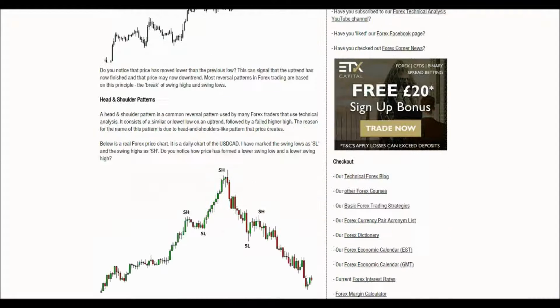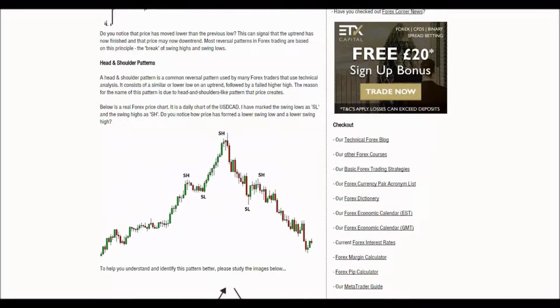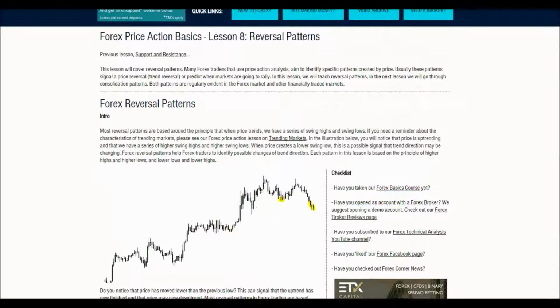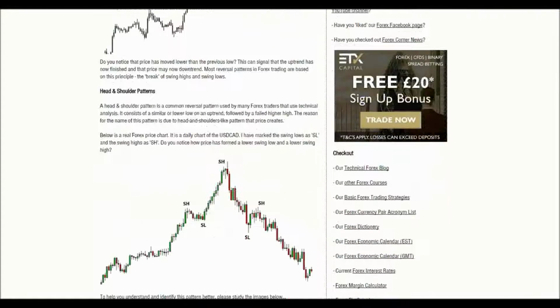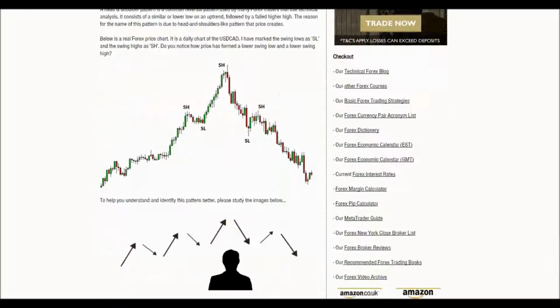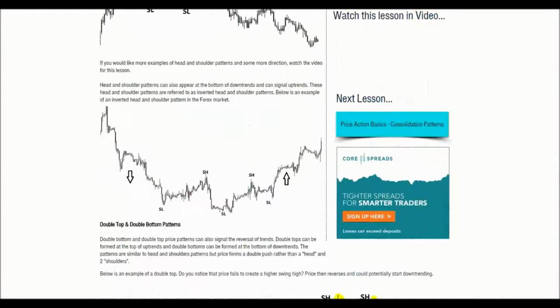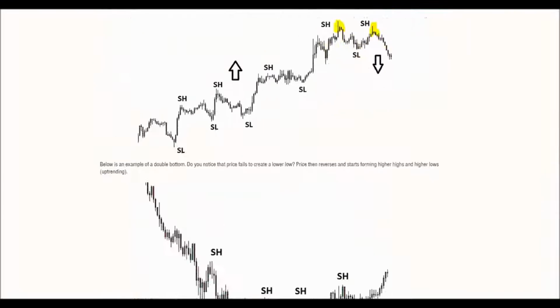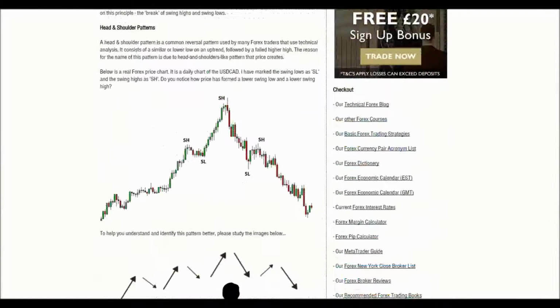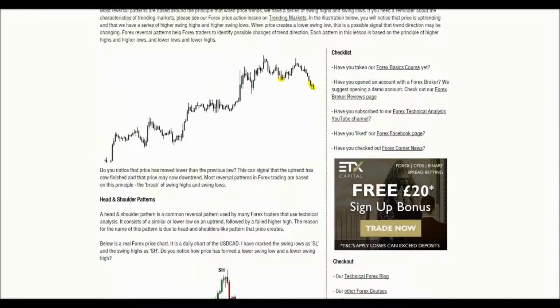Now, the most common patterns that are used in Forex trading for reversals, to know when an uptrend has come to an end or potentially come to an end, and when a downtrend has potentially come to an end, are head and shoulders patterns, inverted head and shoulders patterns, and double tops and double bottoms. And I'll go through all of these things in this video.